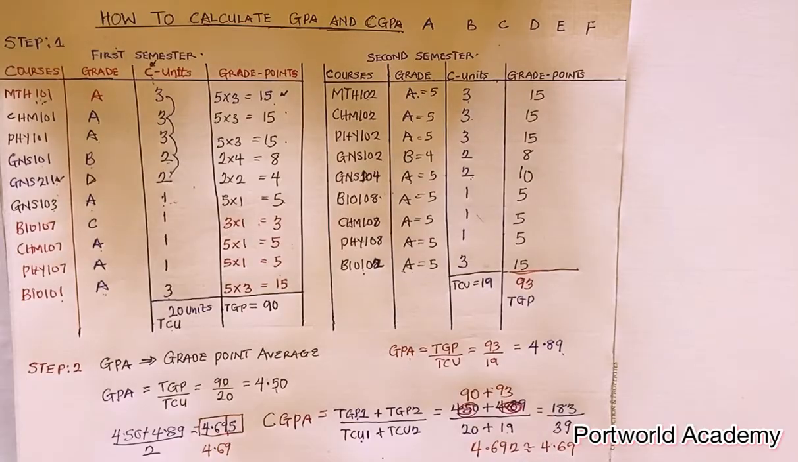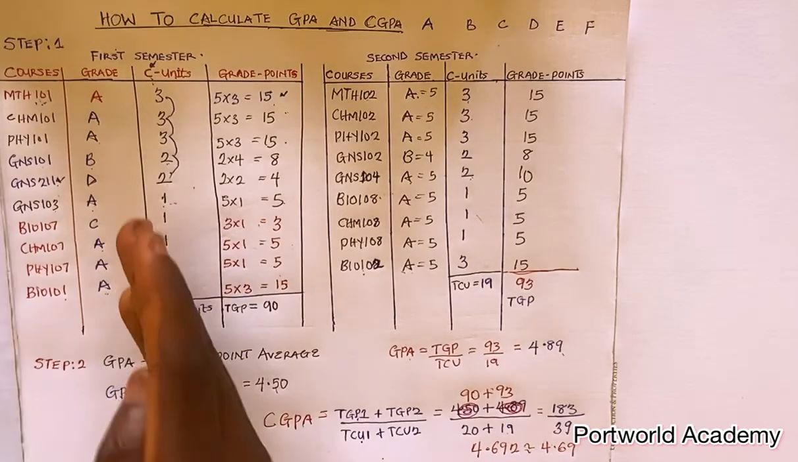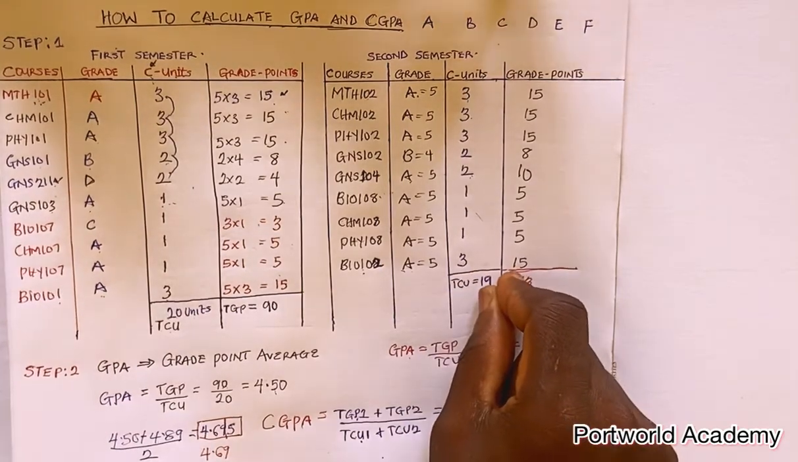So now the major difference between GPA and CGPA is that GPA is what you can have after a semester. You can have it after your first semester, and you can have GPA after your second semester. But CGPA is what you will have after the whole session. And in a session, you have the first semester and also the second semester. You get it now?